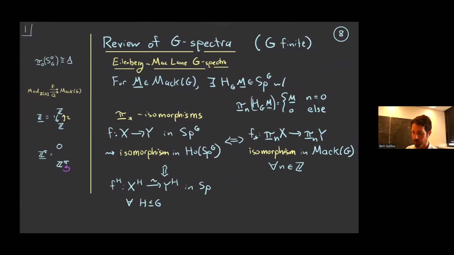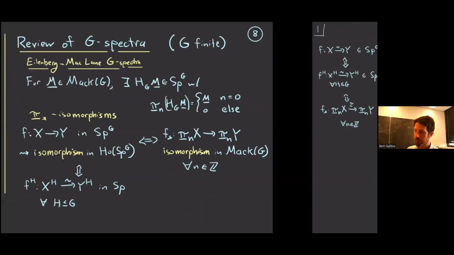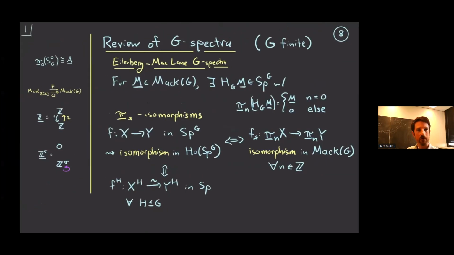All right, and then let me also just point out there's a notion of pi star isomorphism in this context, which measures the equivalences. What we're saying is that something is considered an equivalence, in other words, an isomorphism in the homotopy category, exactly when it induces an isomorphism on the Mackey functors for every integer. And it's not so hard to see that this corresponds precisely to being an equivalence on all of the fixed point spectra, the categorical fixed points for every subgroup H. So this is the end of our review of G spectra.